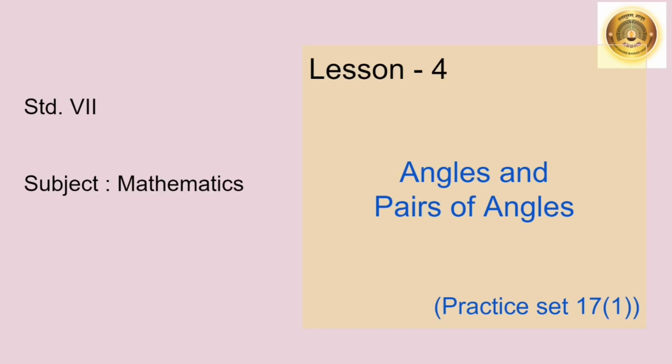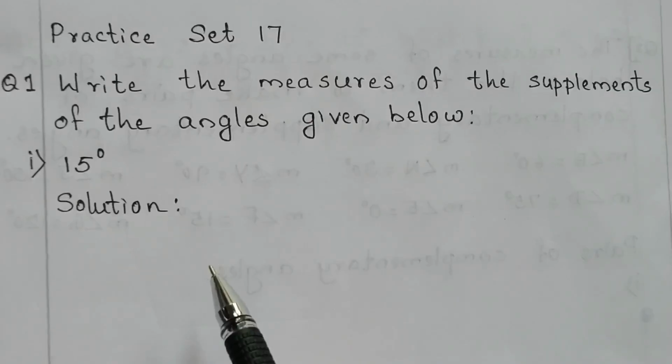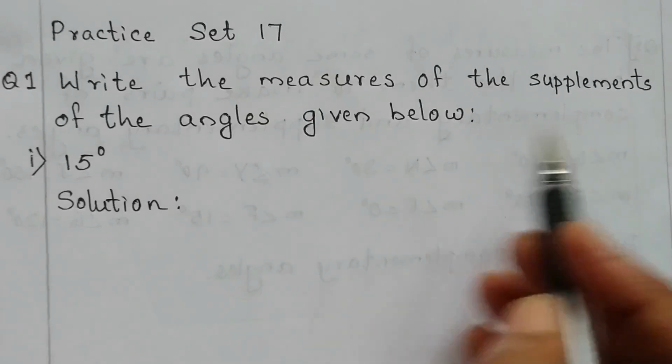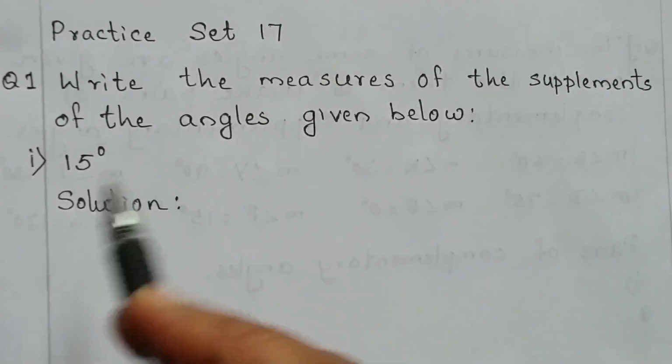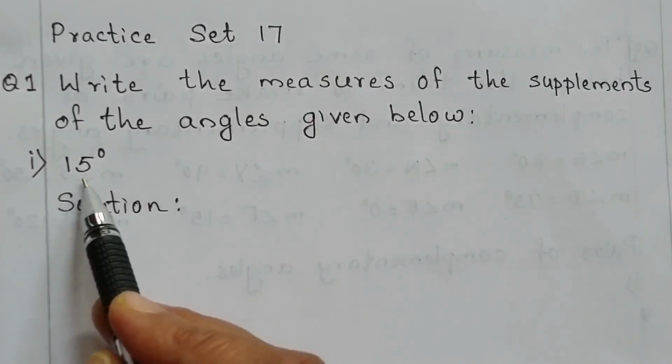Today we are continuing with practice set number 17, lesson number 4, angles and pairs of angles. We are doing a few questions from practice set number 17. The first question is, write the measures of the supplements of the angles given below. The first question is 15 degree.